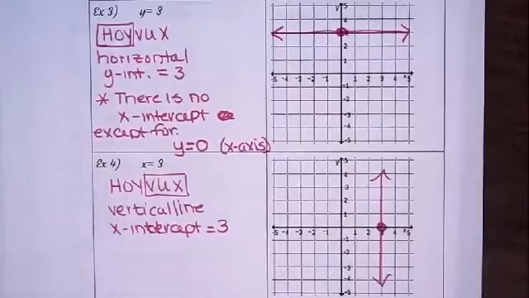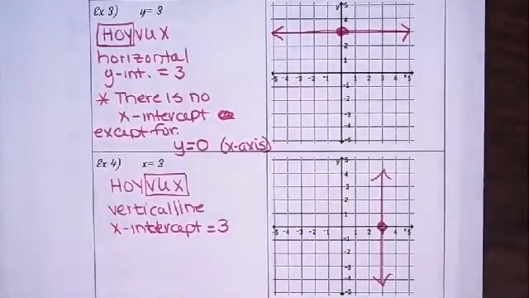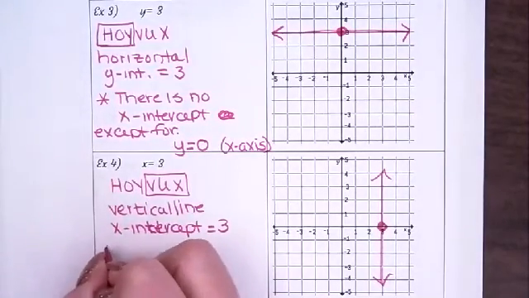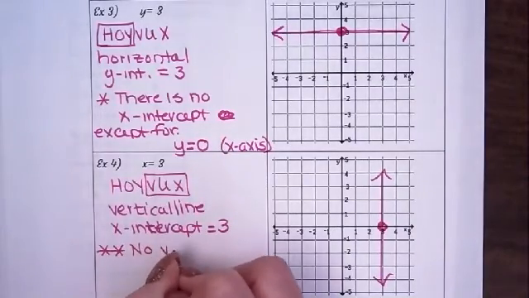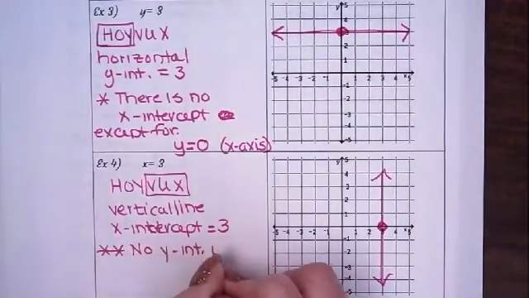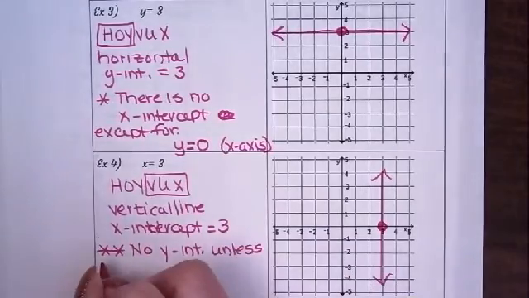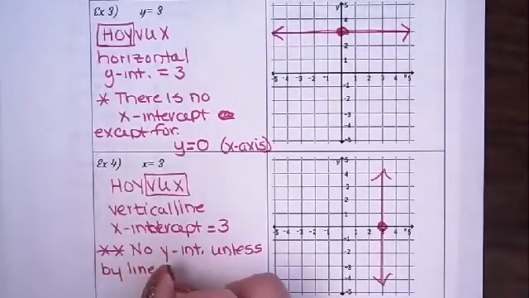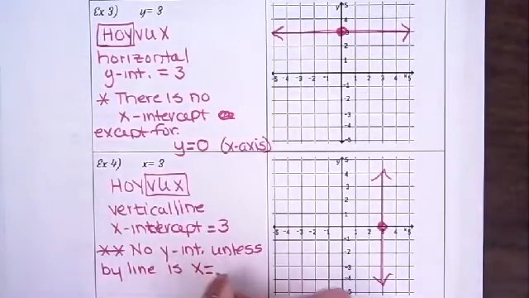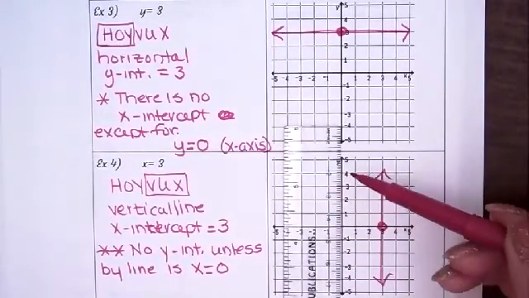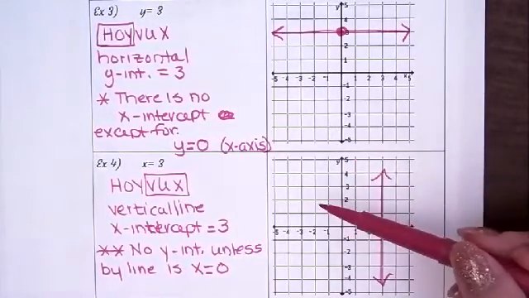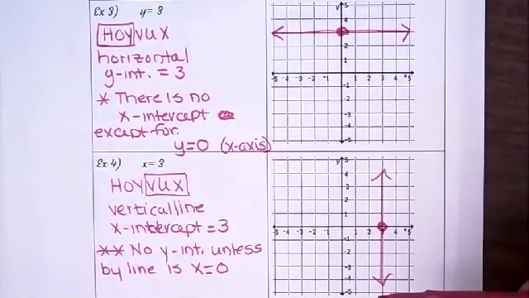Now, what do I notice? This is like the other one, except for I do have an x-intercept, but I don't have a y. Okay? So, make it a little star right here. No y-intercept unless my line is x equals 0. Because if I talk about the line at x equals 0, that means it's right here on the y-axis. So that means every point on that line is an intercept.